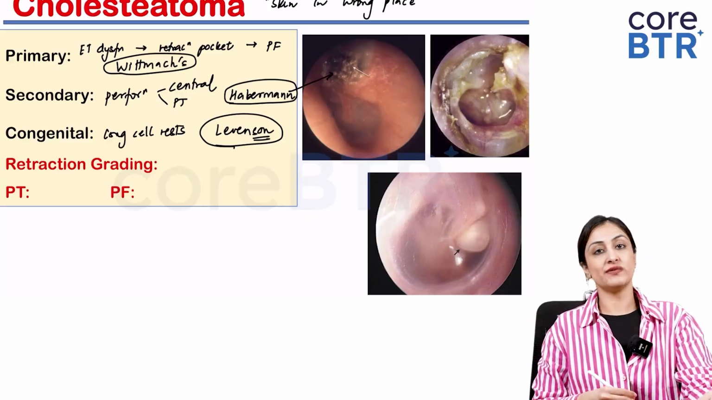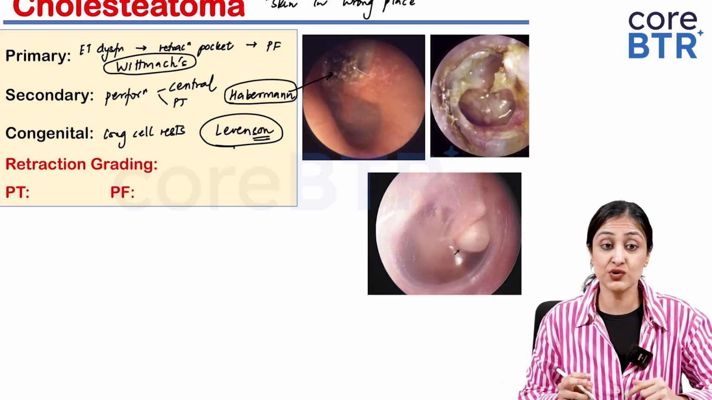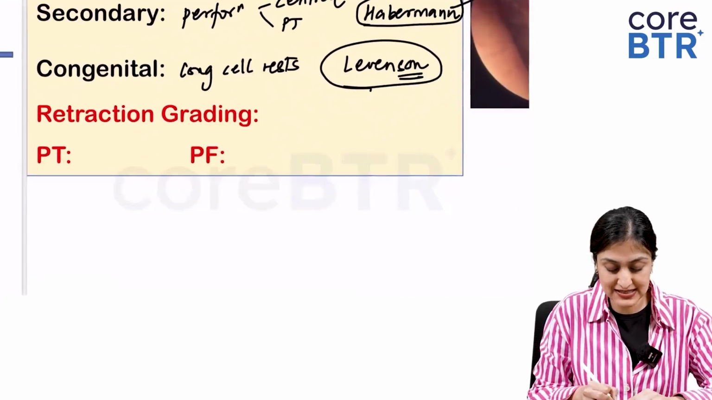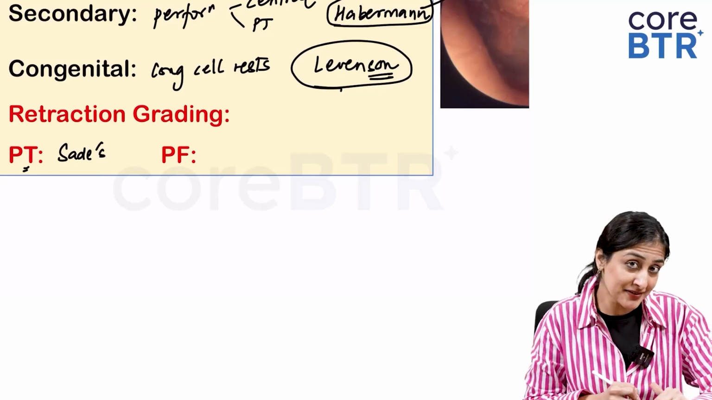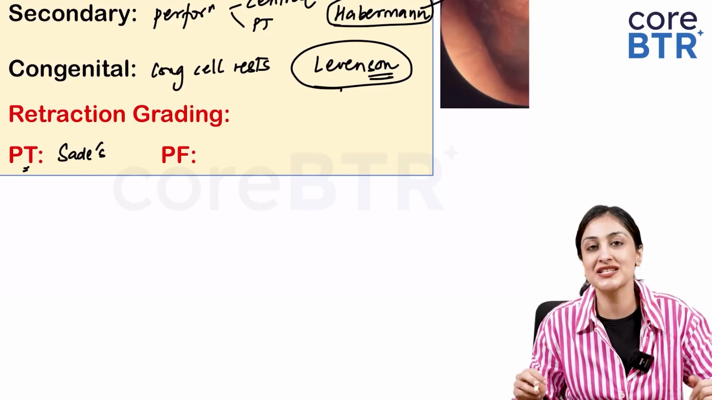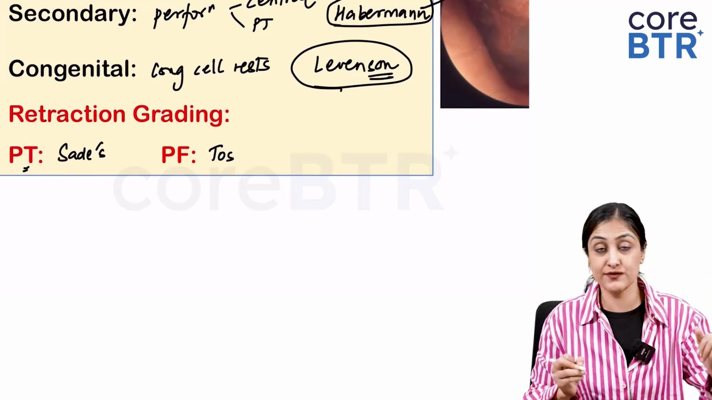Okay, so this is what we need to remember. Retraction has gradings. So, retraction of the pars tensa: I will be tensed, so I will be sad. Remember, if you are tensed, you are sad. So SAID grading is for pars tensa, whereas TOS grading is for pars flaccida.